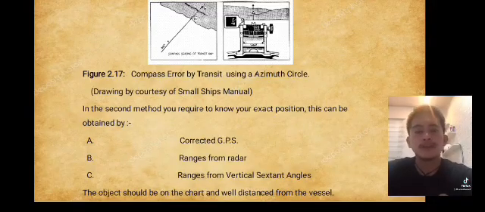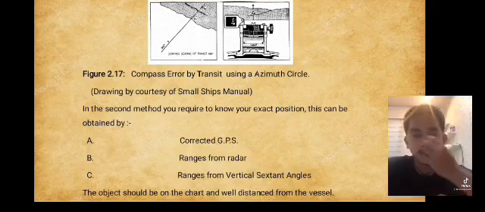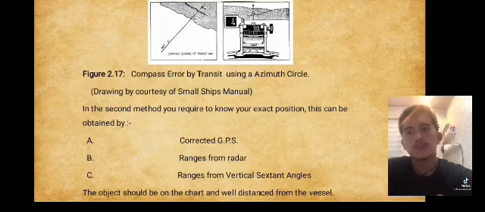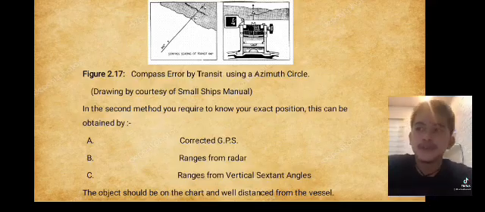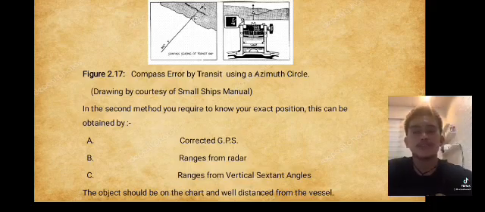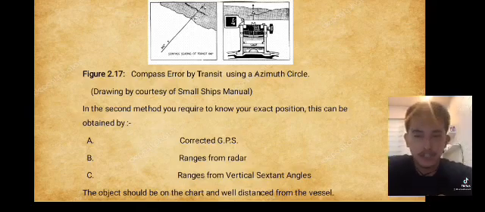Compass error by transit using azimuth circle. As you can see on the drawing above, by courtesy of Small Ship's Manual, in the second method you are required to know your exact position. This can be obtained by knowing your corrected GPS. Why is it important to know our corrected GPS? GPS is very important because it is the satellite navigation system. It consists of 3 parts that include satellites, receivers, and ground stations. The GPS is used for providing information about time and location.